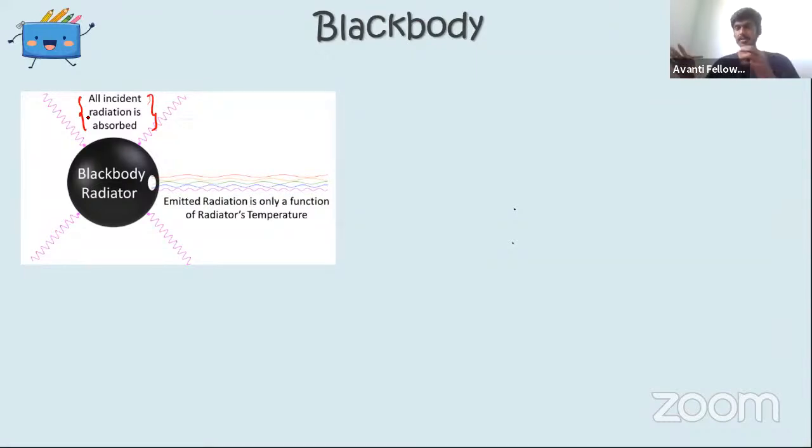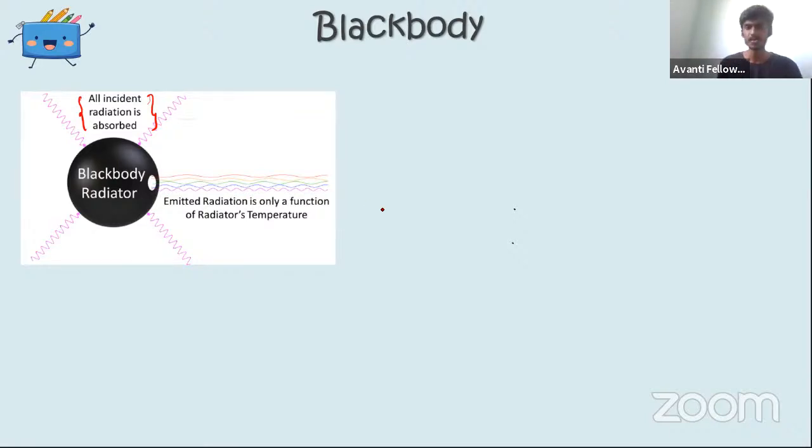Okay, for example, if I go and stand near the sun, all the radiation I cannot absorb. Some of the radiation will be reflected back, some of the radiation will be given out by the clothes. But if you keep a perfect black body, whatever the sunlight or radiation is falling, everything will be completely absorbed.